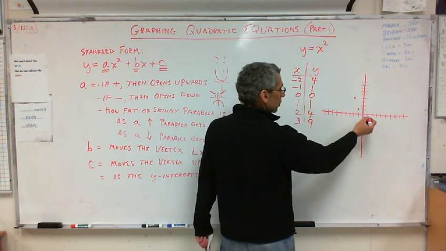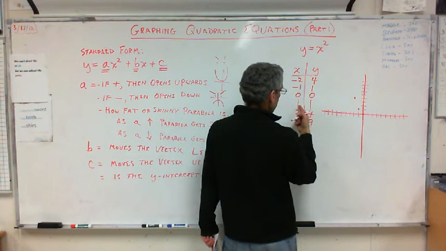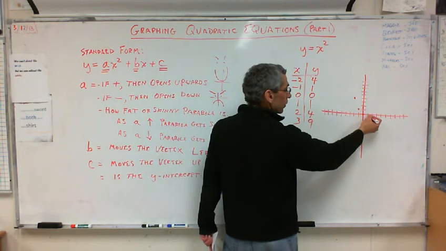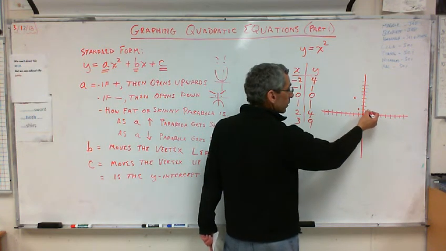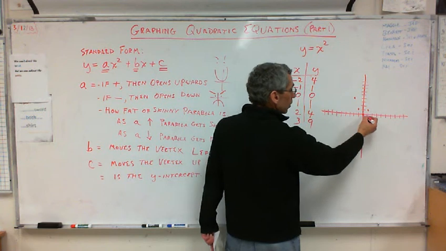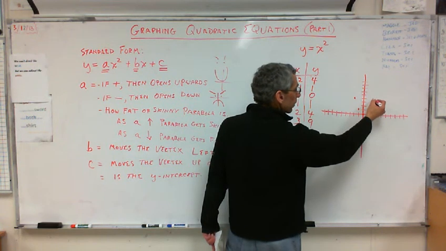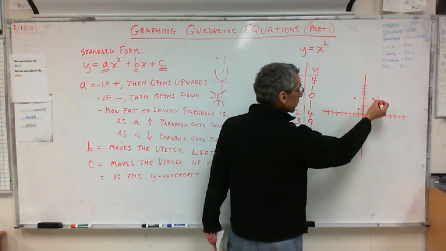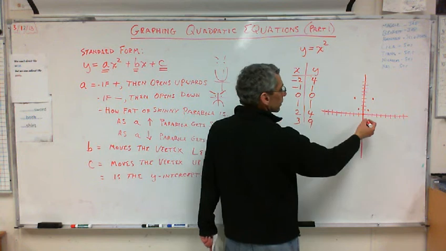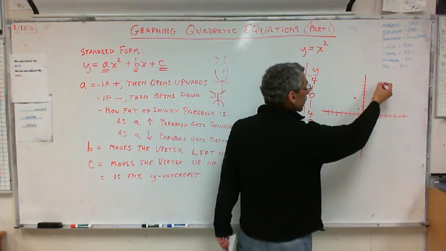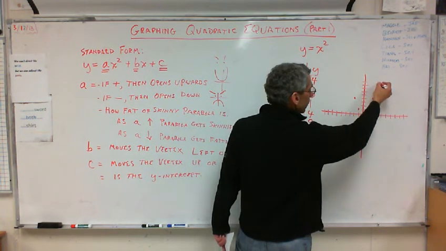And then it says 0, 0, put a dot. And then it says 1, 1. So go over 1 to the right, up 1, put a dot. And then it says 2, 4. Over 2, up 4. That's about here-ish. And then you have a parabola. And then, oh, I got to do the 3, 9 though. 1, 2, 3, up 9, which is right about there, right?